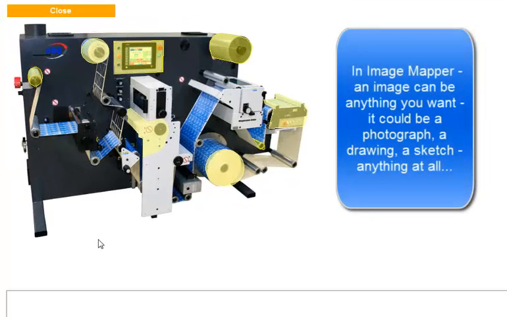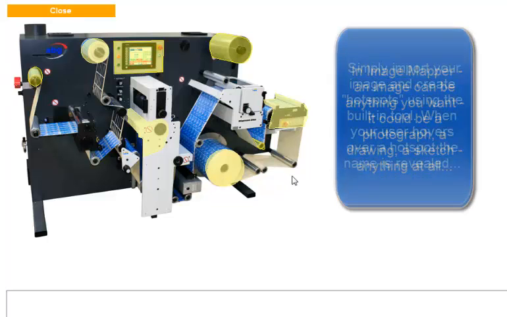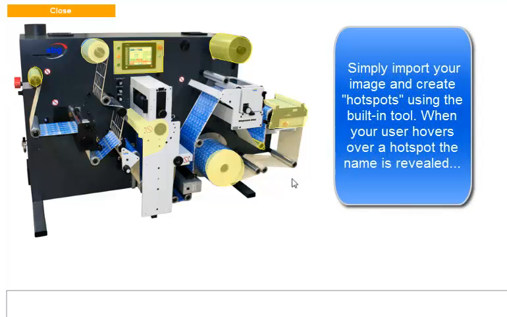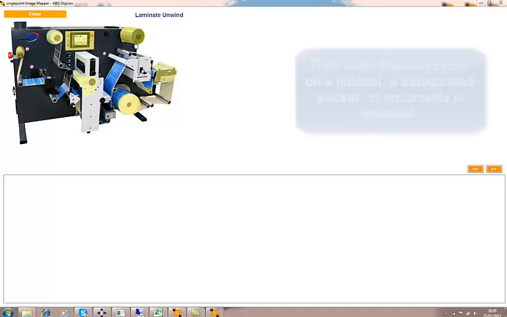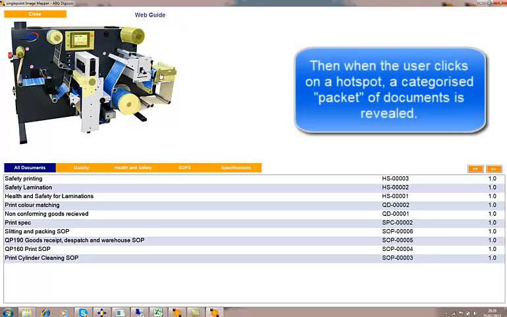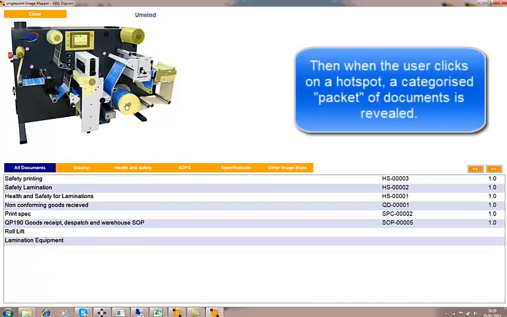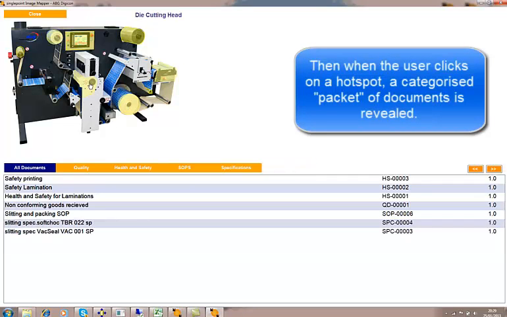In Image Mapper, an image can be anything you want. It could be a photograph, a drawing, a sketch, anything at all. Simply import your image and create hotspots using the built-in tool. When your user hovers over a hotspot, the name is revealed. Then, when the user clicks on a hotspot, a categorized packet of documents is shown.